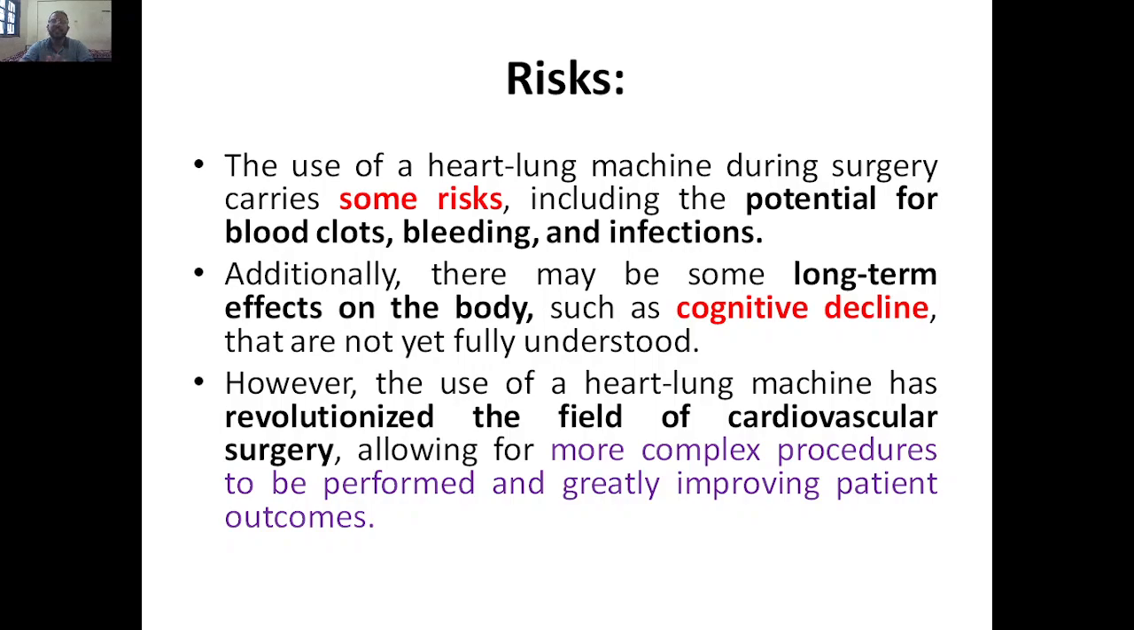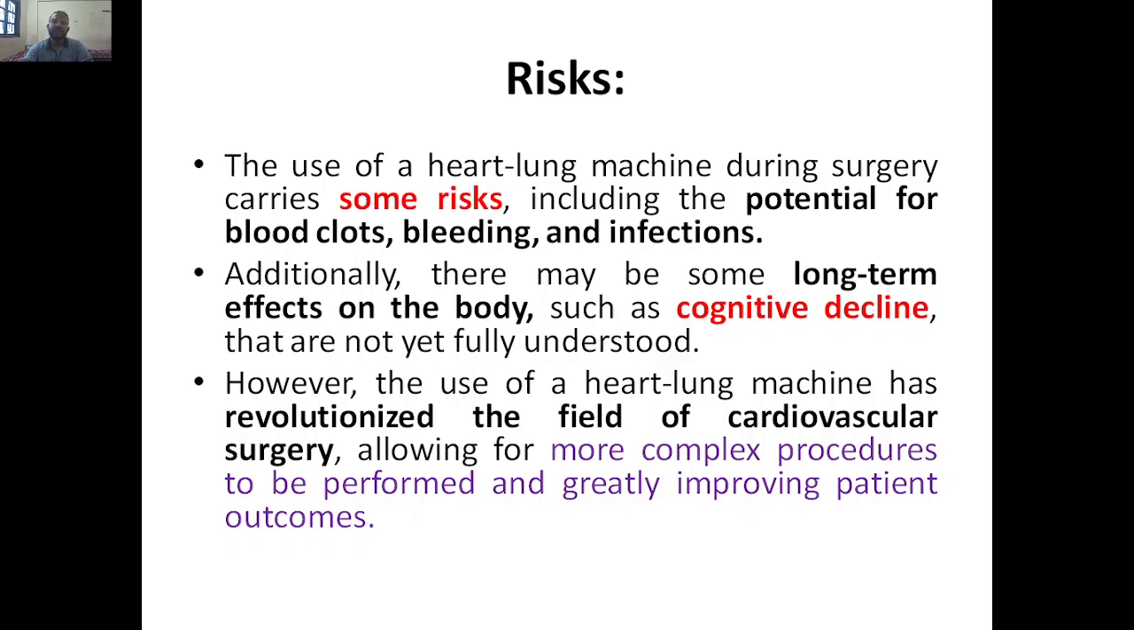Additionally, there may be some long term effects on the body. In the short term there might not be any effects, but in the long term you might see some. What are those effects? Cognitive decline that is not yet fully understood. Cognitive decline in the sense that the overall functioning of the heart and the lung will keep reducing. That happens over a period of time, and it is not completely understood.